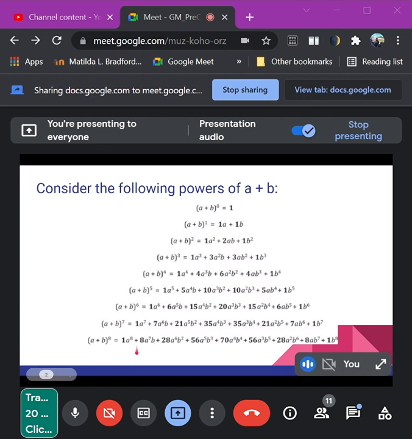A raised to the power of 8 plus A raised to the power of 7 B plus 28A raised to the power of 6 B squared plus 56A raised to the power of 5 B cubed plus 70A raised to the power of 4 B raised to the power of 4 plus 56A cubed B raised to the power of 5 plus 28A squared B raised to the power of 6 plus 8AB raised to the power of 7 plus B raised to the power of 8.